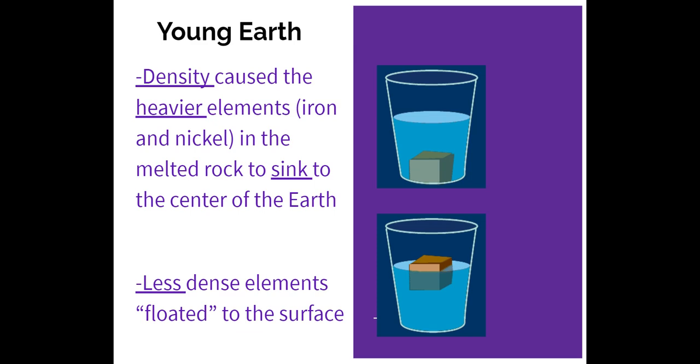Talking about young Earth, density has caused the heavier elements like iron and nickel, which is what the inner and outer core is made out of, in the melted rock to sink to the center of the Earth. So we had all these different elements, and the heavier items sink to the bottom. So this is like having a piece of metal and it sinks to the bottom. You can see the animation on the right-hand side, how it's sinking. If it has more density, it's going to sink. The less dense elements, like a piece of wood or some plastics, are going to float to the surface.